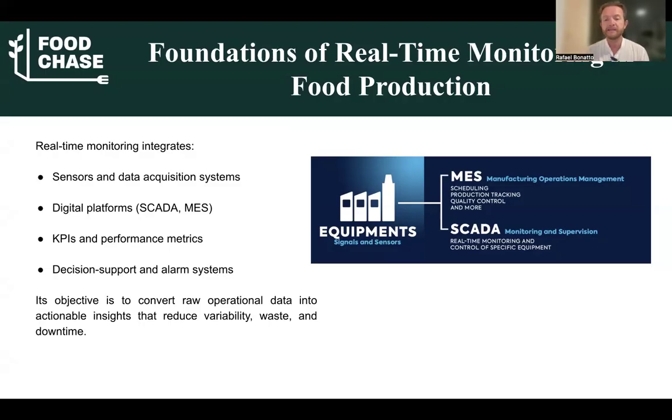And SCADA, which is monitoring and supervision, real-time monitoring and control of specific equipment. This is very important because it's a type of digital platform that helps us understand how our factory works in each of its stages. Just to give you a simple example: what's happening in the reception phase, what's happening in the trimming phase, what's happening in the cooking phase, and so on, on the packaging, etc. So SCADA helps us a lot by monitoring and supervising, okay?